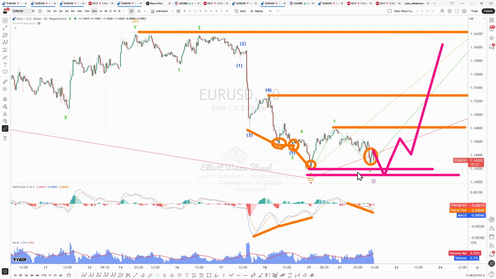This is the way to apply MACD and Elliott Wave, and is something that we talk about every day in our trading room. We go through many markets and we combine Elliott Wave and the MACD and the volume every day.